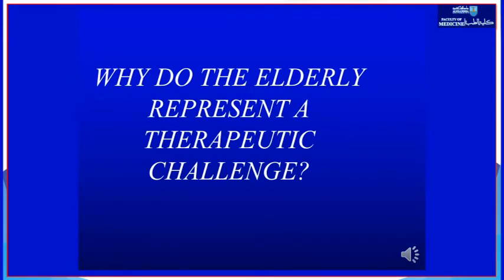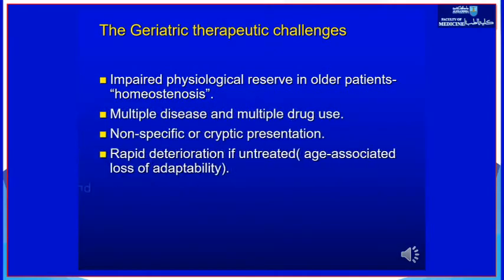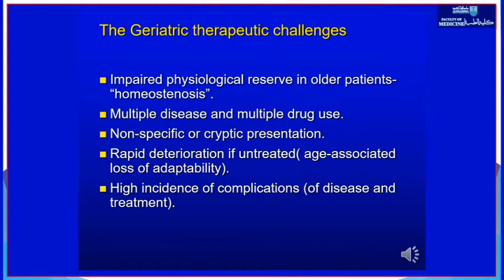So why do the elderly represent a therapeutic challenge? Well, for a number of reasons. In the elderly, there is usually impaired physiological reserve. A very nice term to use is homeostenosis. So our physiological reserves decline as we get older. Also, the elderly usually have multiple diseases. For example, an elderly patient has type 2 diabetes together with hypertension, ischemic heart disease, and knee osteoarthritis, and all this requires multiple drug use. Also in the elderly, there is atypical or non-specific or even hidden, cryptic presentation.